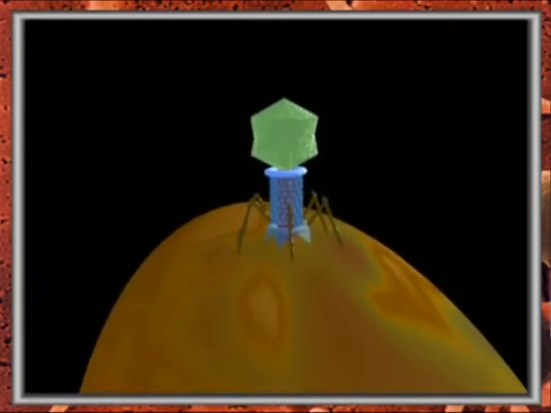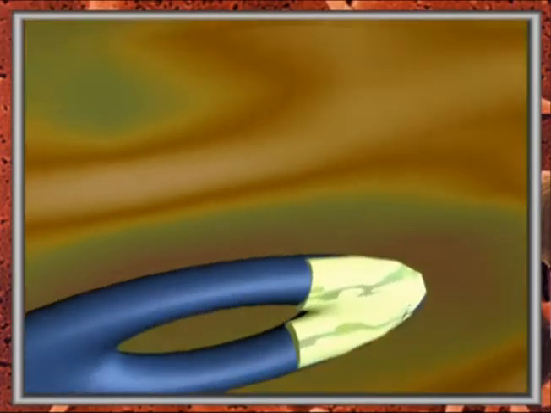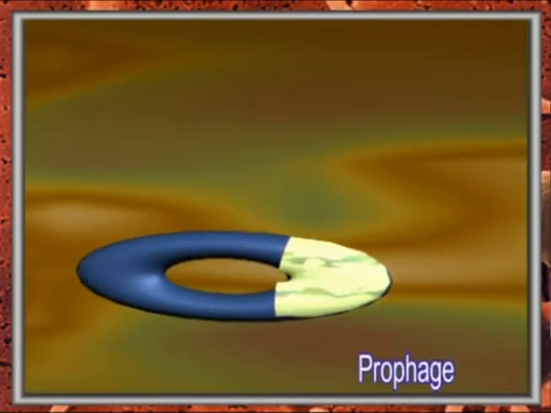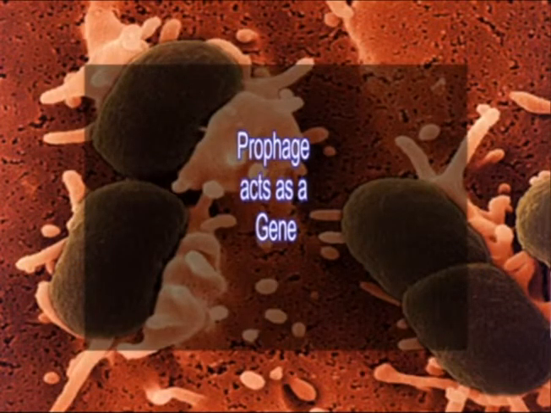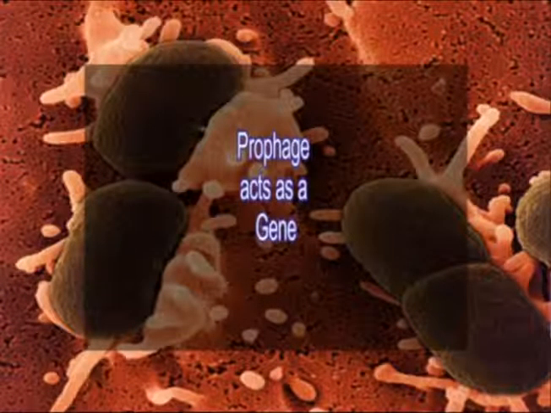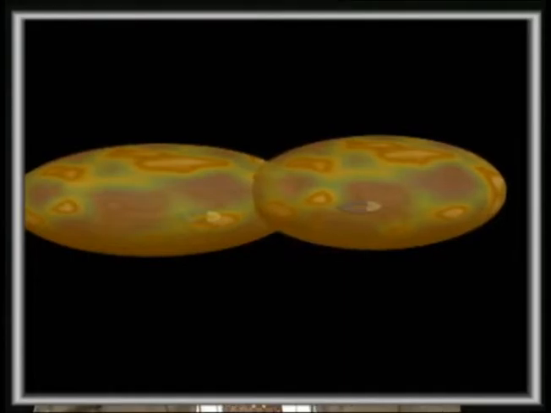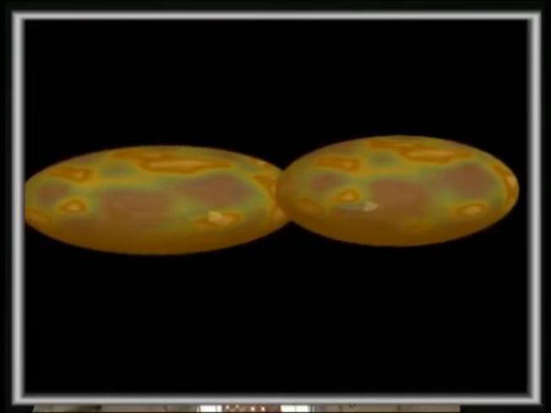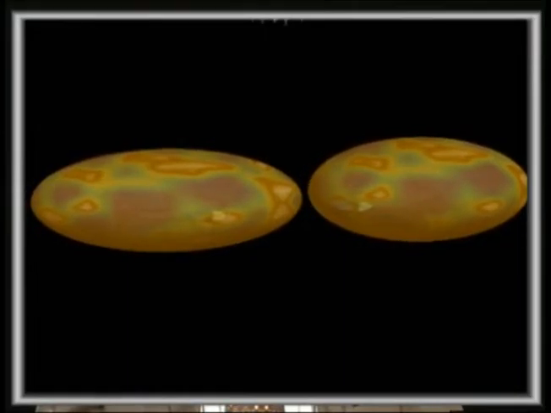The viral DNA of the temperate phage, instead of taking over the function of the cell's genes, is incorporated into the host DNA and becomes a prophage in the bacterial chromosome, thus acting as a gene. The bacterium metabolizes and reproduces normally and the viral DNA is transmitted to daughter generations. However, sometimes the viral DNA is removed from the host DNA and the lytic cycle occurs. This process is called spontaneous induction.